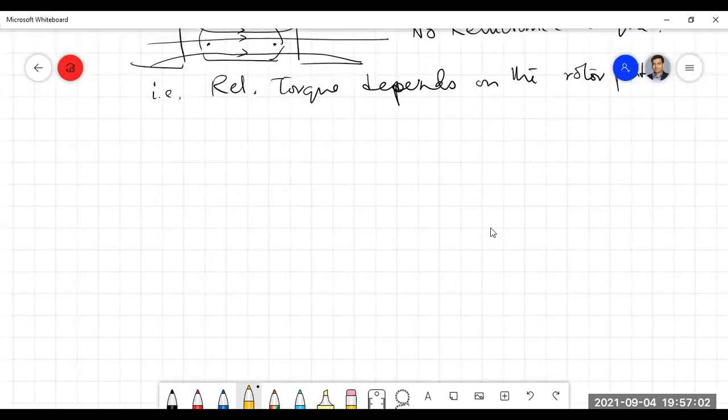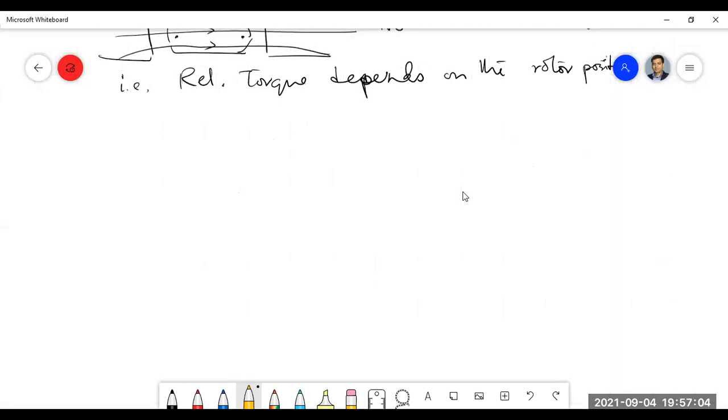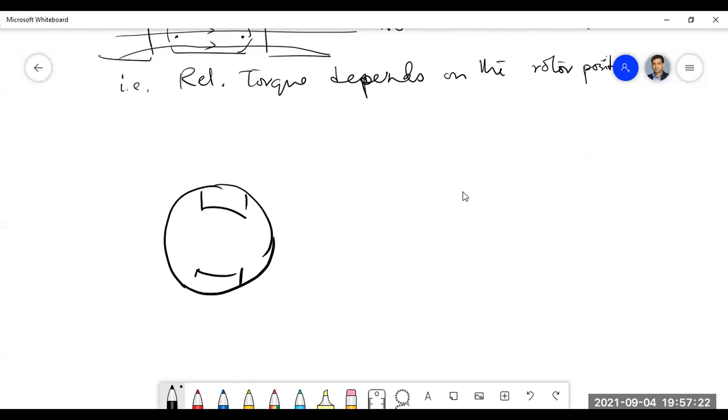Can you see the whiteboard? Yes, sir. Okay. First, I will discuss the axial and the cylindrical, then I will go to the next option. Suppose mostly the motor we see like this. So here we have a rotor. You have already seen this type of figure before, isn't it? Like this, and your motor rotates like this.